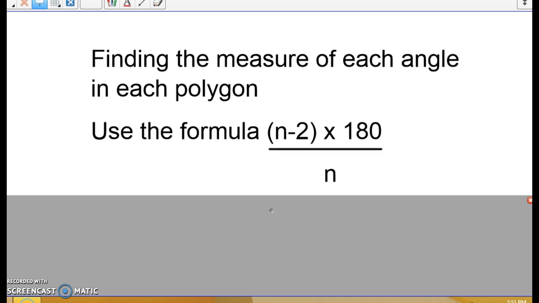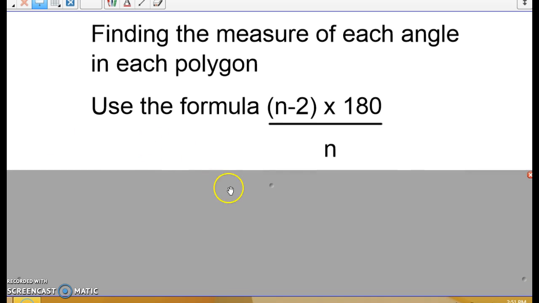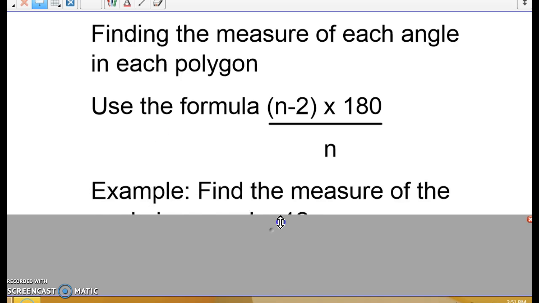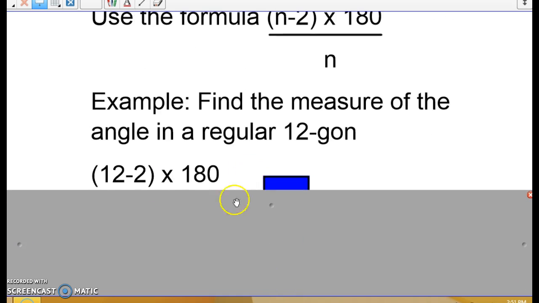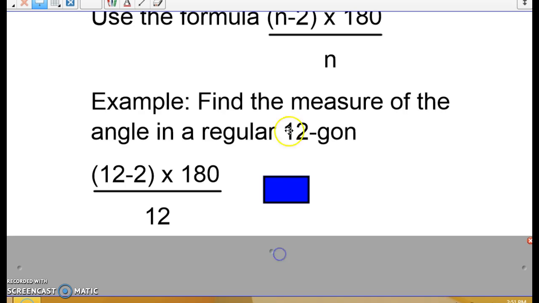Again, we're going to need to use this formula today to figure out the measures of these angles. For example, if you have a 12-gon, after 10 they really don't have names, it's just 11-gon, 12-gon, 13-gon, things like that. So if I had a 12-gon, 12 goes in for my n, 12 minus 2 is 10, times 180, and then we're going to divide by 12 because that's my n. And so that means each angle of a 12-gon would be 150 degrees.